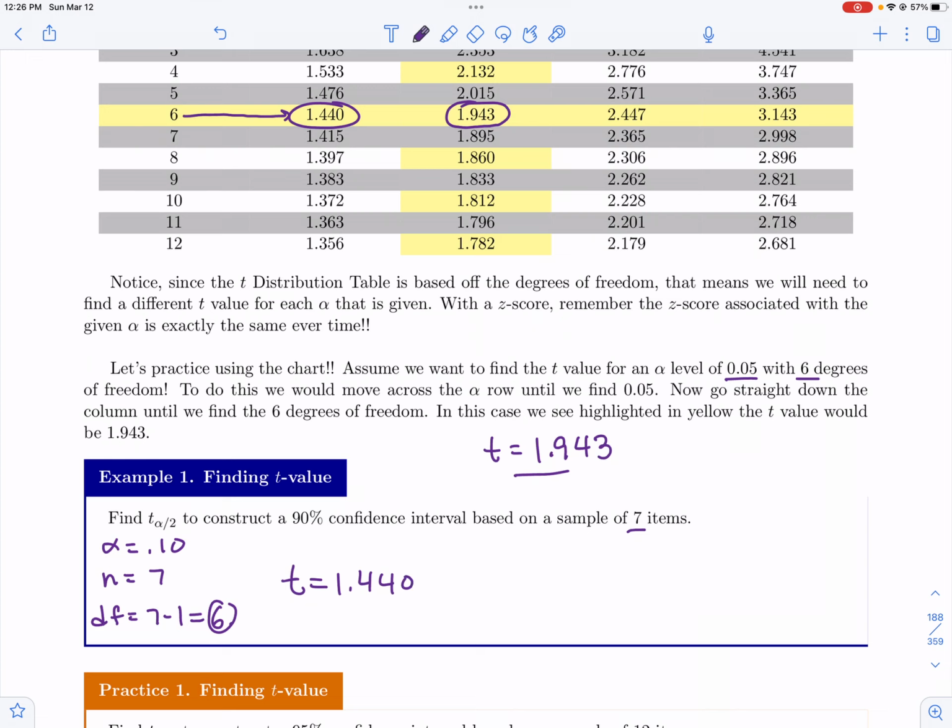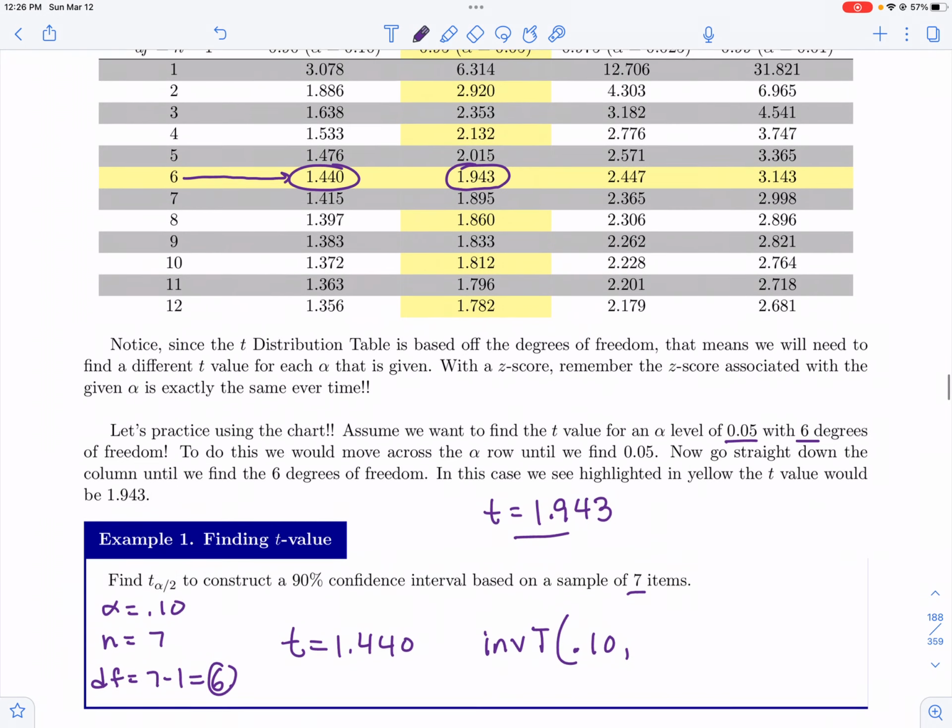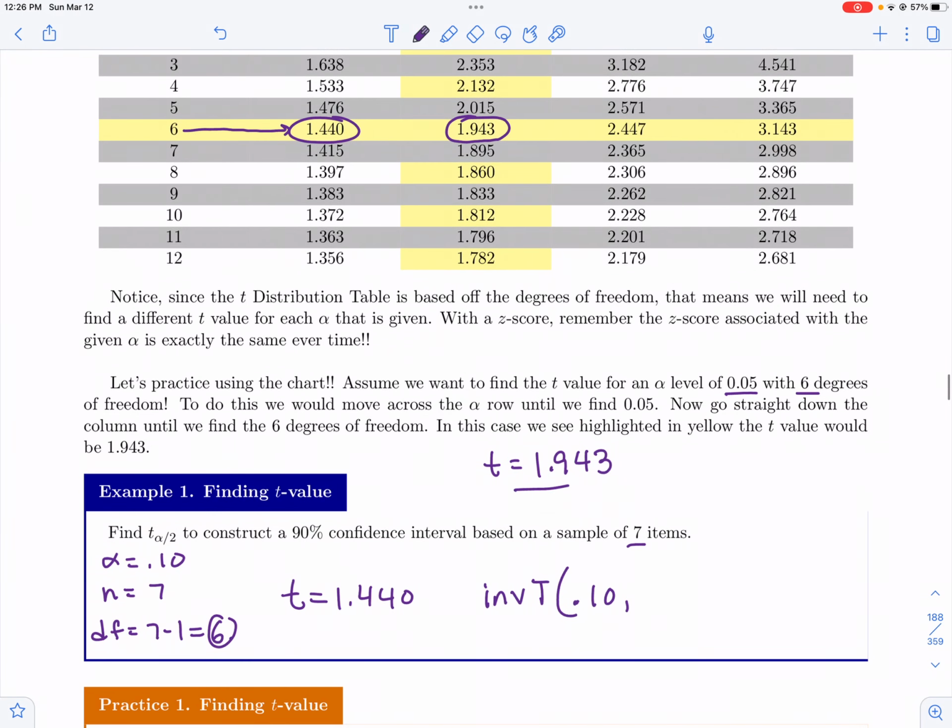All right, so now if we're using the calculator, this is similar to inverse norm. So what we're going to do is, again, start off with our percentage that we're trying to find the area under the curve. But with this one, since everything revolves around the degrees of freedom and not the mean and standard deviation and things like that, the next thing we're going to type in is our degrees of freedom. So there's only 2 things to type in: our alpha and our degrees of freedom.